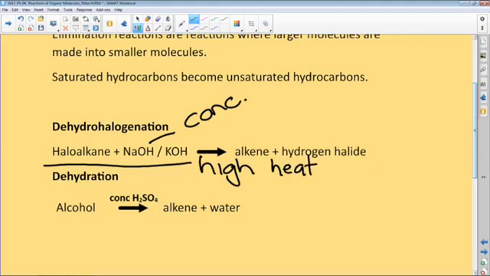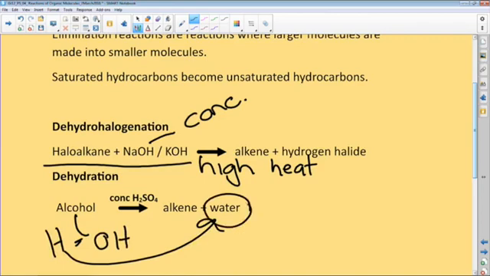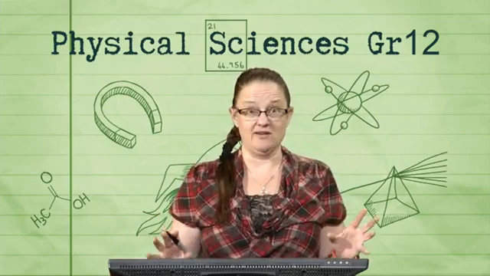Dehydration with an alcohol. Dehydration because we're going to remove an OH and an H, and together they create water. When you lose water, you get dehydrated. So we take water off the alcohol, and it becomes dehydrated. And that, wow, got there just in time, and we've done a lot.